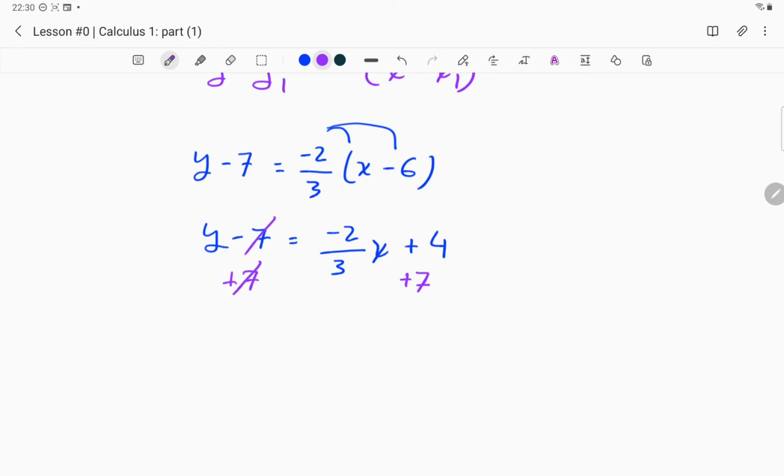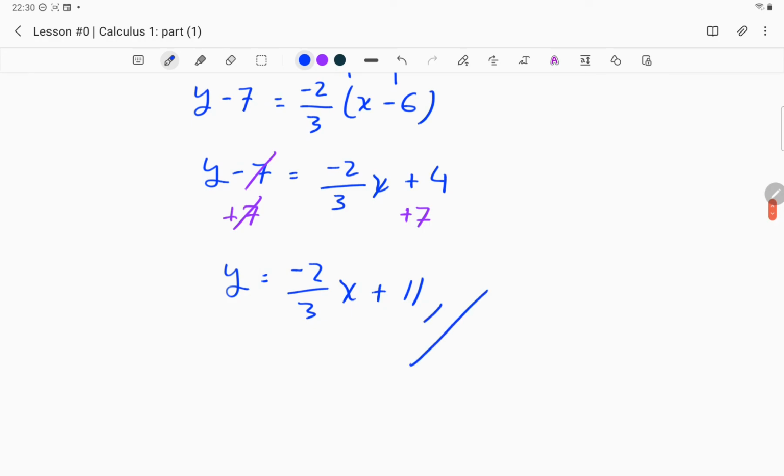So 7 cancels, then 7 plus 4. At the end, you'll get y equals negative 2 over 3x plus 11. Now that is your parallel line. As you can see from the definition, the slope is the same. The points may differ, but the slope is the same. The official definition, I'm gonna repeat it: parallel lines are lines that have the same exact slope. That's it. Now let's move on to perpendicular lines.